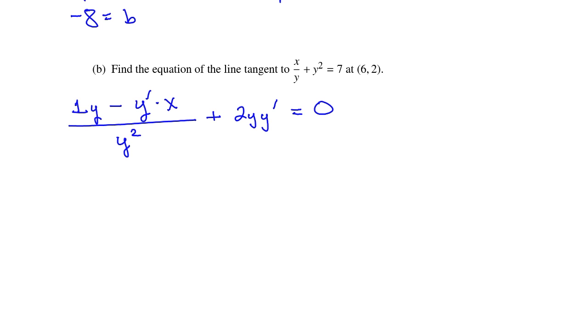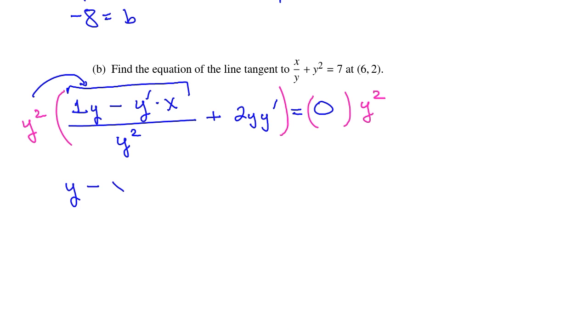the derivative of 7. Now to solve this for y prime, the first thing I'm going to do is get rid of the denominator, and I'm going to do that by multiplying by y squared. When I multiply by y squared, it goes to this first grouping and cancels off the y squared on the bottom, so we get y minus x y prime, but then it does distribute to this second part, so we get 2y cubed, because it's y squared times the y, times y prime is equal to 0.